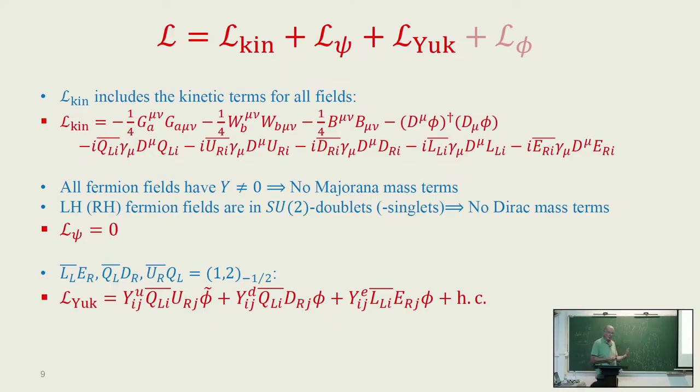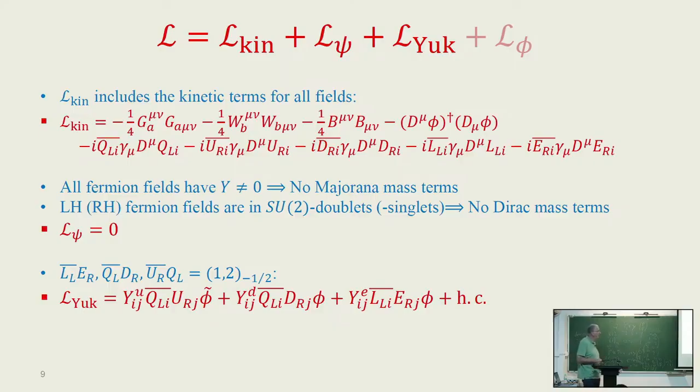That's important because we want to couple them to the scalar. So L bar R, L bar R, R bar L, all of these are Lorentz singlets or scalars. These combinations, L bar E, as we saw already, Q left bar D right, U right bar Q left, all of them transform as a singlet of SU(3) color, a doublet of SU(2), hypercharge minus a half, which means that they can have Yukawa couplings with phi.